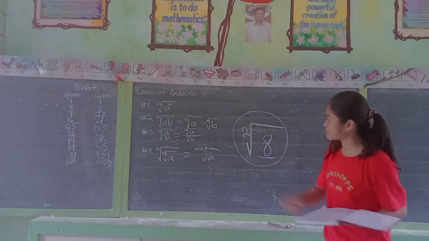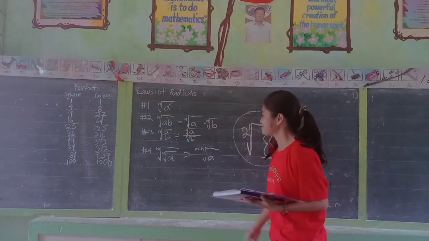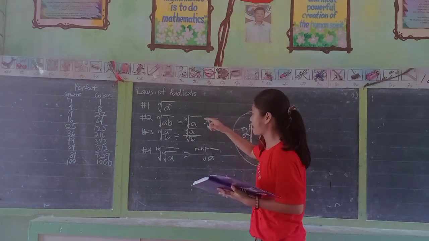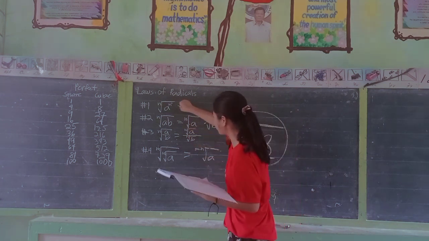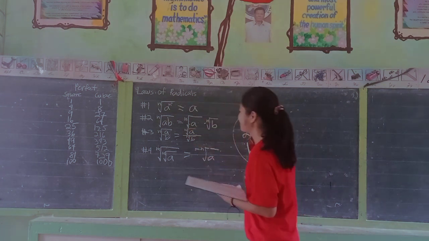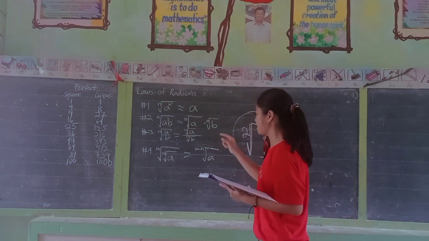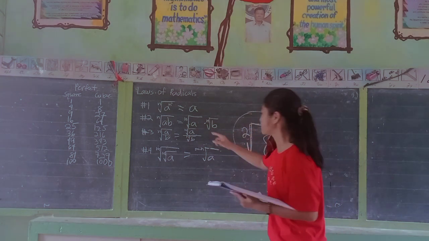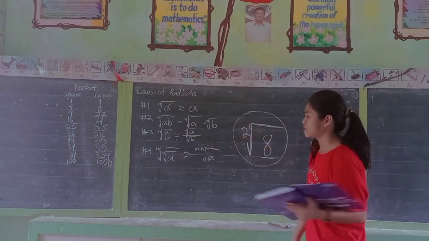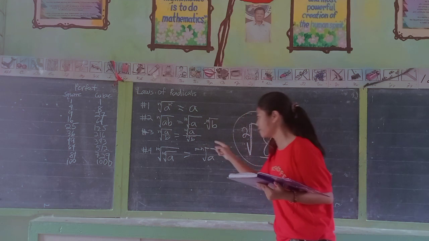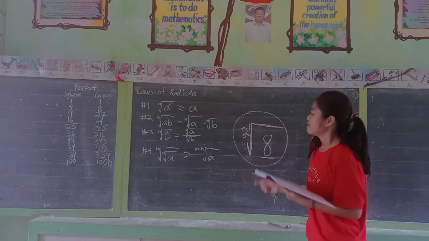Let's recall the laws of radicals. Number one, the nth root of a raised to n equals a. Number two, the nth root of a times b is equal to the nth root of a times the nth root of b. Number three, the nth root of a over b equals the nth root of a over the nth root of b.